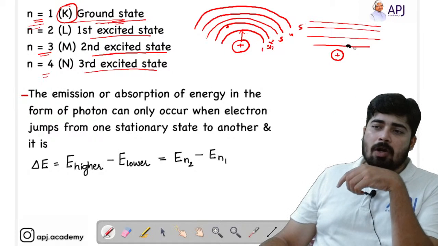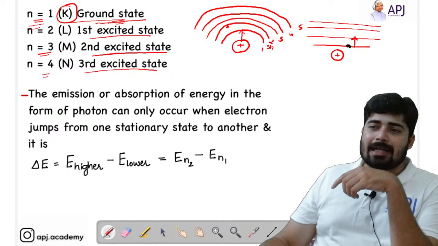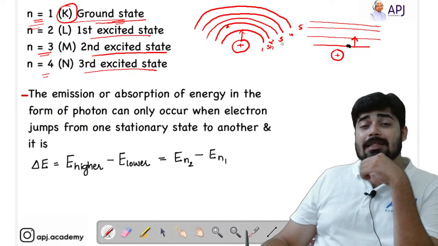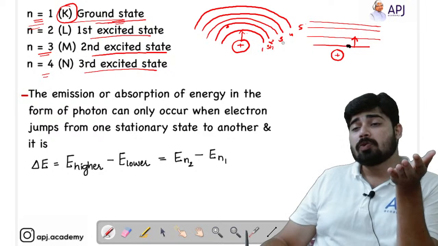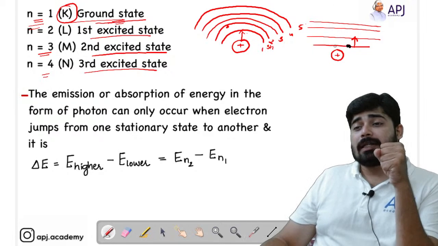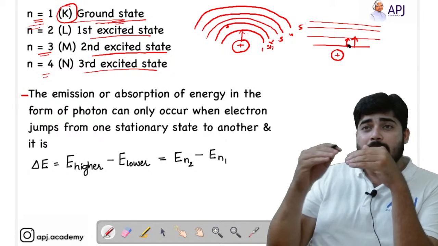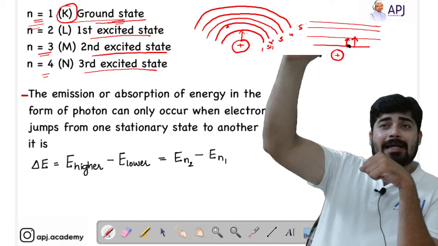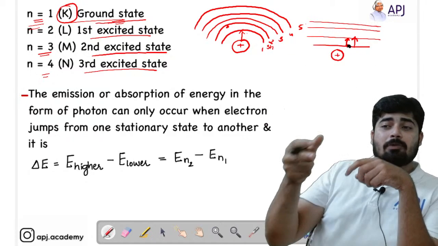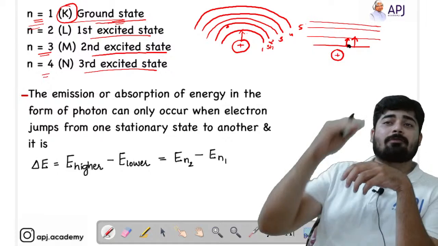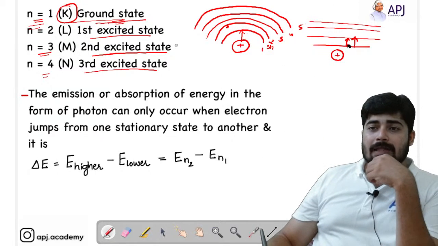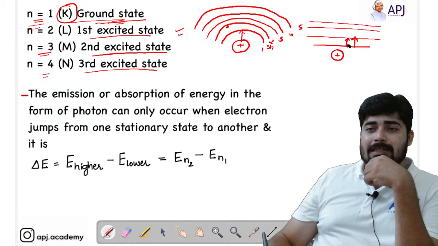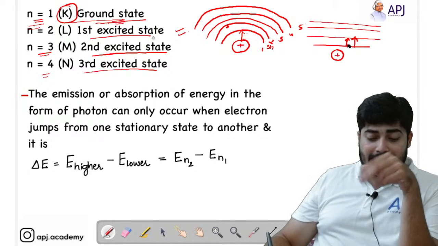So if an electron wants to move to the second shell, what should it do? It should absorb certain energy, then only it can move to the upper shell, because in the lower shell the energy is low. So in order to move to the higher shell, it is required to absorb certain energy. That's why we call the second shell and higher shells the excited states.